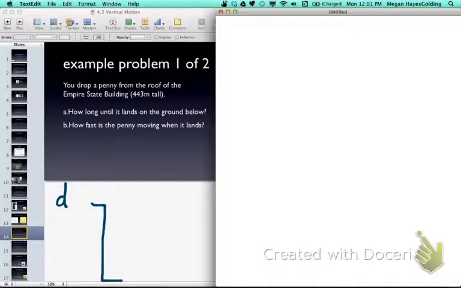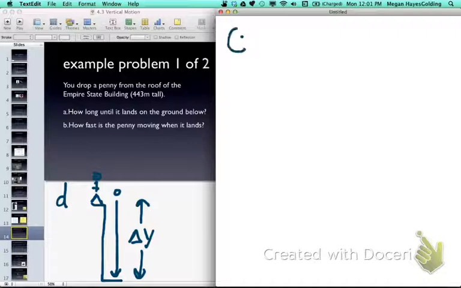Here's the building. This is the height. And here's the penny dropper on the top, and here's the penny. Notice the penny is going through a negative displacement. What information is given in this problem? Well, we definitely have a delta y.